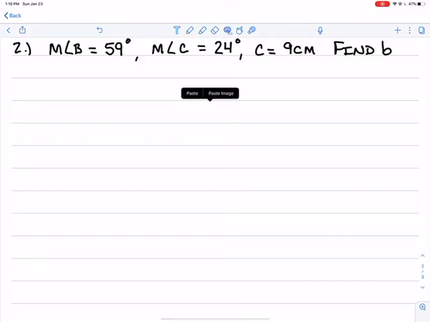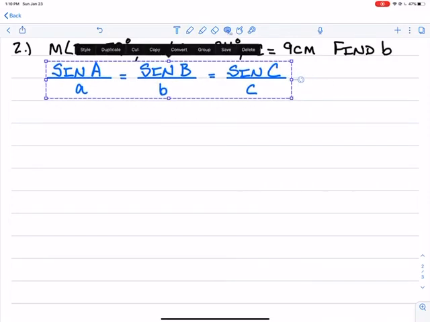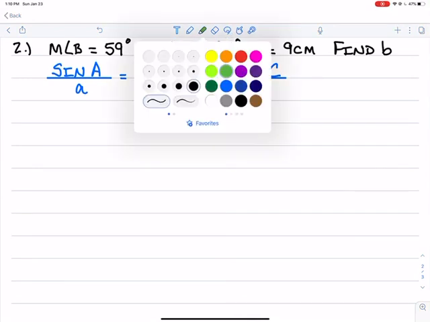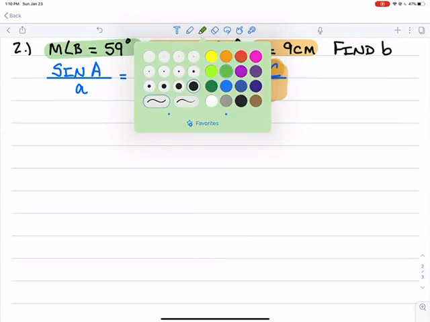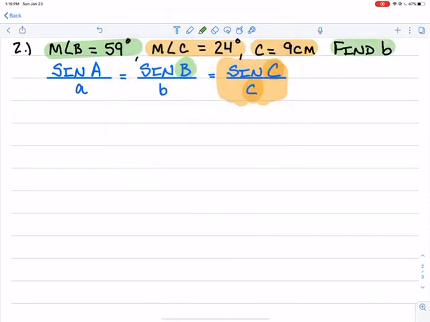Let's look at our formula. Look at what we have and what we don't. All right. So first off, I have the measure of angle B. Great. That's here. I have the measure of angle C. Great. That's here. I have side C. Awesome. That's here. I'm going to use this chunk of that formula. And then I have side B that I need to find. That's here. Awesome. So I'm going to use the B's and the C's. I do not care about the A's. Doesn't matter.